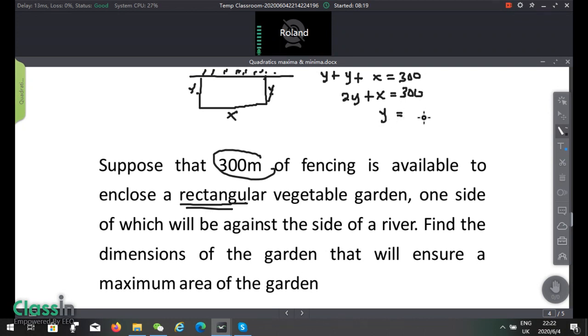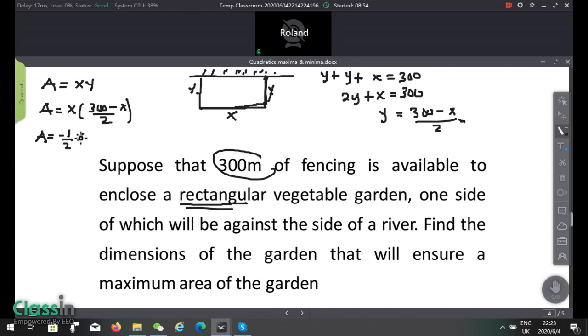If we make y the subject, we will have 300 minus x over 2. So this is y in terms of x. But we're talking about the dimension. We can see that the area is x times y. Area is length times the breadth, the width of the rectangle. And this is y. So the area is x times y. y is 300 minus x over 2. Of course, we can simplify this and open the bracket to get negative 1 over 2 x squared plus 300 over 2 x.